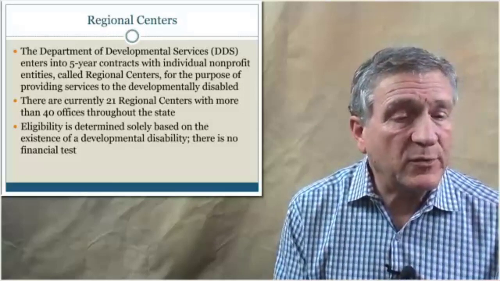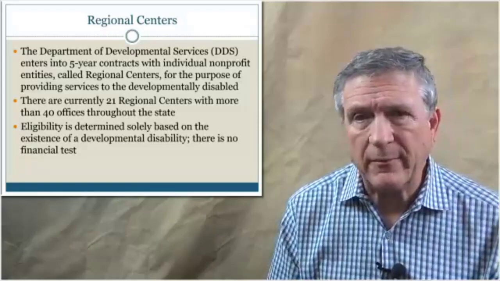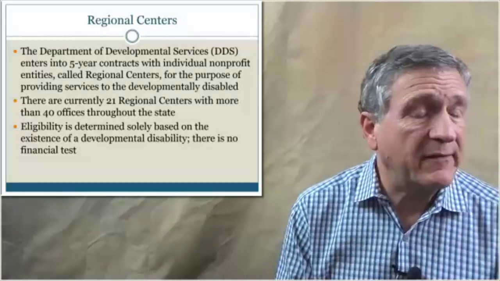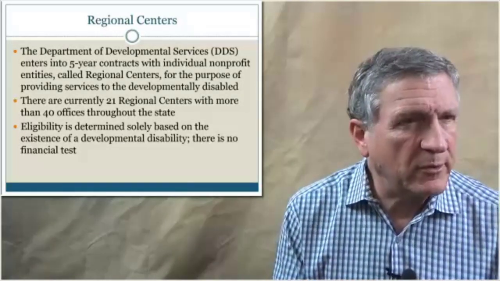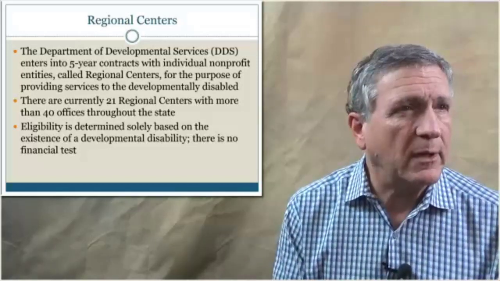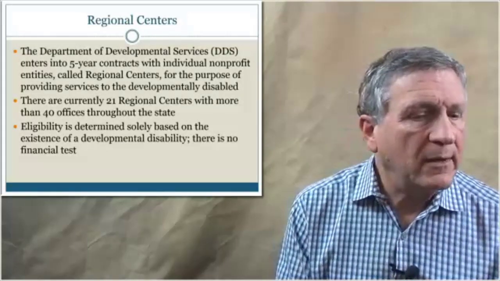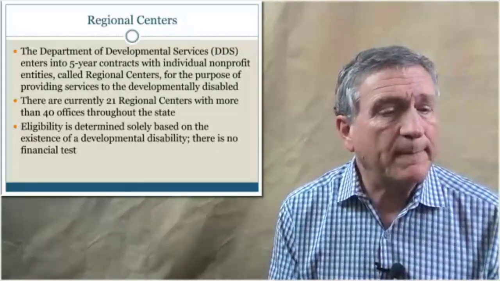There are 21 regional centers across the state with more than 40 offices. The regional center I ran, we had 10 counties and we had 7 offices. We were about the 3rd largest. The regional center East Bay here is, I think, about equal to what Alta was. Largest regional center is down in Southern California with Inland Regional Center.